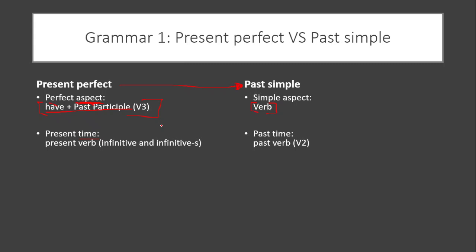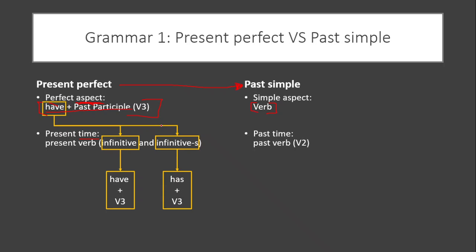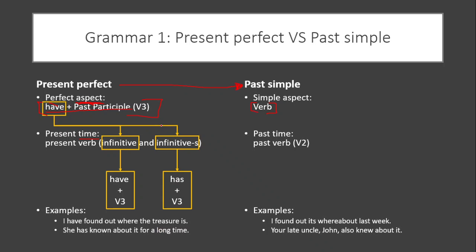From the perfect aspect, we have have plus past participle, and because it's present perfect, we know that in the present time we use the present verb. For the present verb, we have the infinitive and the infinitive with s. That's why for present perfect we have this formula: have plus past participle and has plus past participle. Now, what is the function of each of them? We can look at these examples.